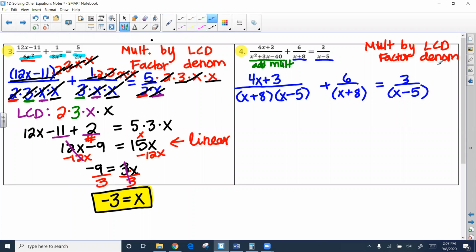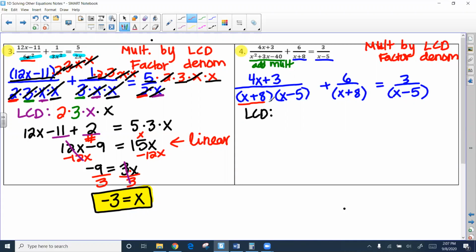So I factored the denominator. Now I'm going to find my LCD. So to find my LCD, I just look for common factors first.